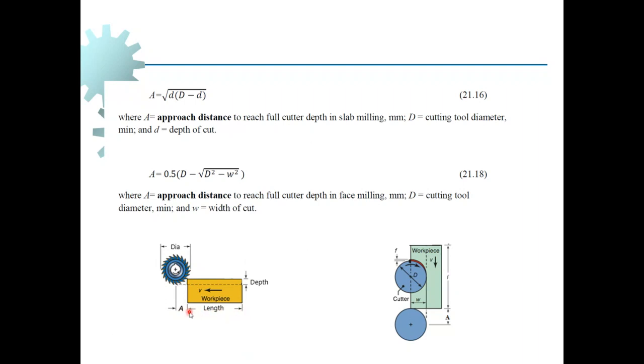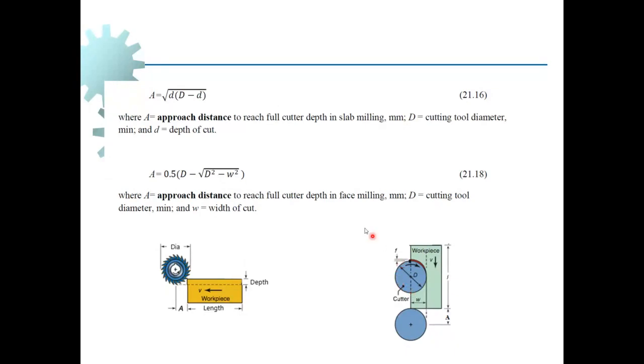So the length of the cutting tool plus the allowance A needs to be traveled by the cutting tool to perform this machining operation. In the case of face milling operations, where the axis of rotation of the cutting tool is perpendicular to the surface being machined, we are now looking from the top view. This is the axis of rotation perpendicular to the surface being machined.